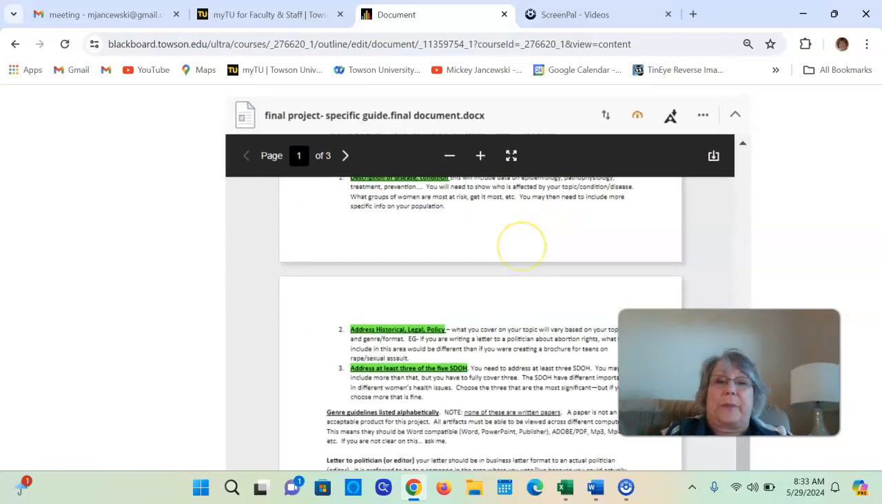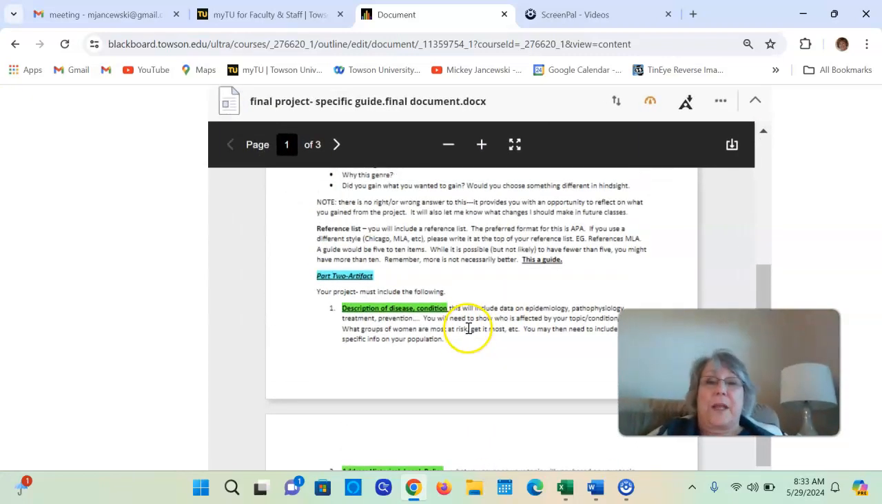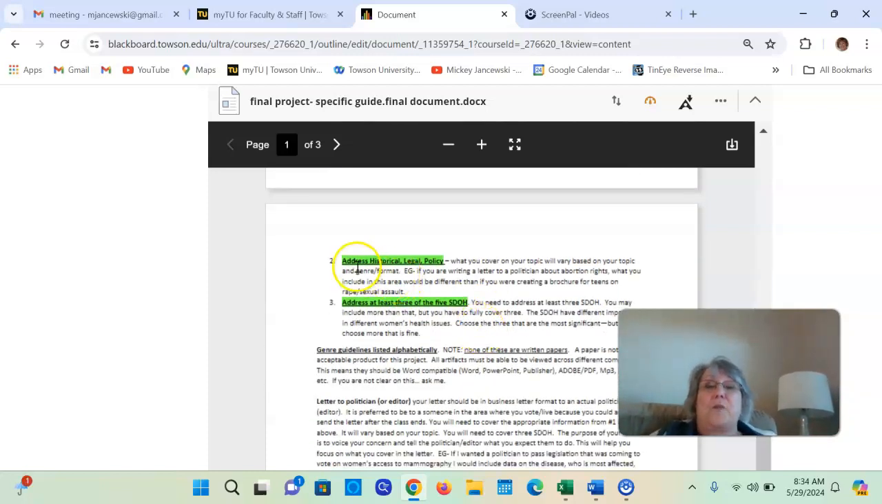See if I can make that a little bit bigger. Yes, I can. All right. So everyone must describe the disease or condition, and that includes epidemiology, pathophysiology, treatments, and preventions. You have to show who's affected by the condition and what groups of women are at most risk. Hopefully, your genre is geared towards one of those risk populations or geared towards a group of people who can help address it. Then you must address the historical, legal, and policy issues related to your topic.